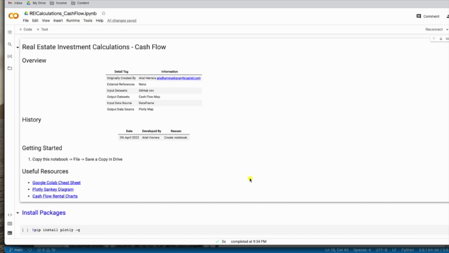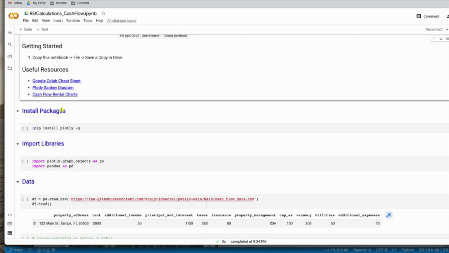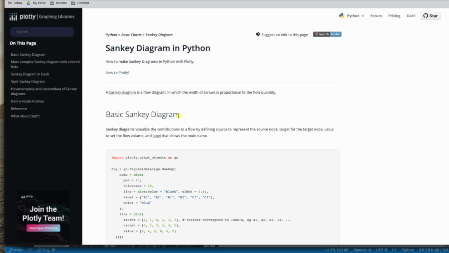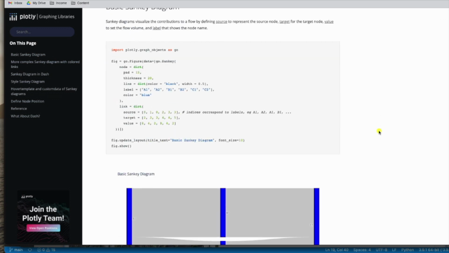So in this example, I am working with Plotly. Plotly is an awesome charting tool for Python as well, I believe, for Java too. And we want to be able to plot a Sankey diagram. This was my first time plotting a Sankey diagram, so I did find some oddities with it, and I made it really easy for the future if you want to be able to use this.